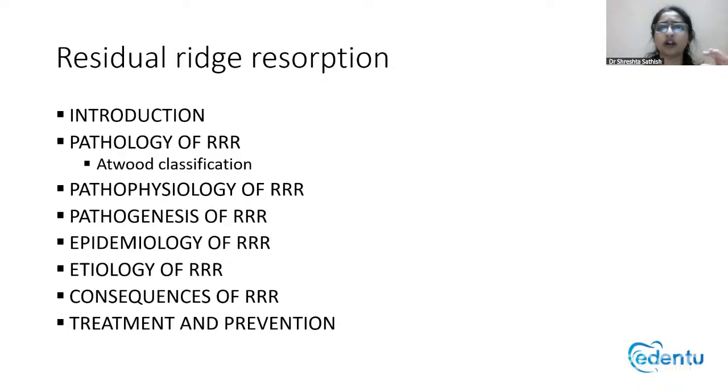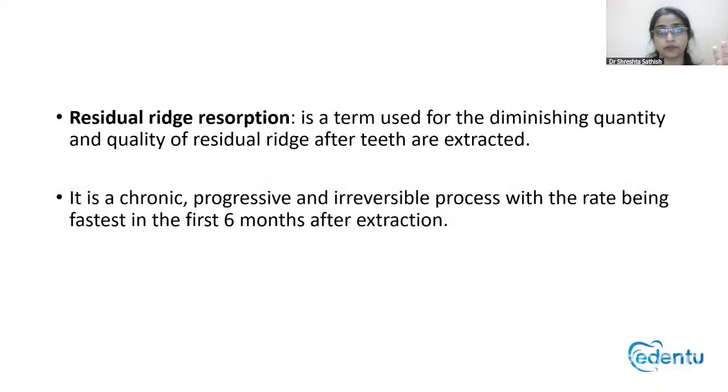So first you give a short introduction about how the extractions affect the jaws and the jaw bones. What is residual ridge resorption? You give the definition and things like that. Then we talk about the pathology of residual ridge resorption. In the pathology, you have to mention about the Atwood's classification. Then you discuss the pathophysiology, the pathogenesis, epidemiology, of course, etiology, consequences, and treatment and prevention.